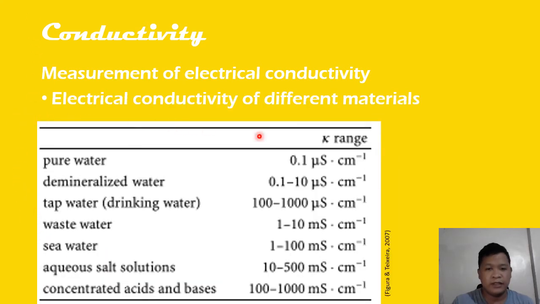So in terms of electrical conductivity ranges, take note this is different from equivalent electrical conductivity. Ito yung K. Okay. So as you can see here, it will range from pure water, which is 0.1 microsiemens per centimeter, all the way up to 100 to 1000 millisiemens per centimeter for concentrated acids and bases.